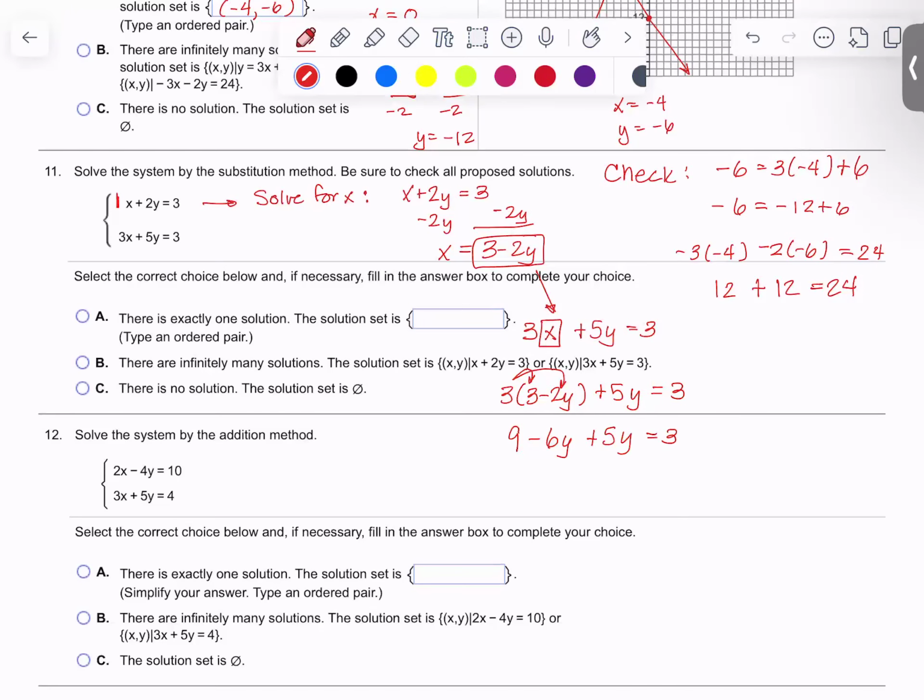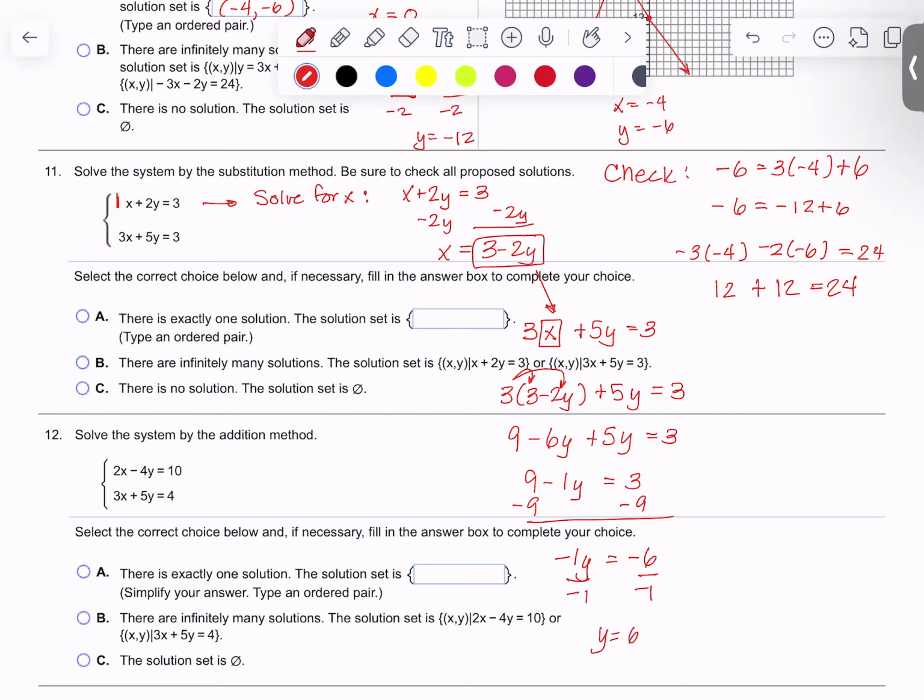I'm going to collect like terms on the left-hand side. Minus 6 plus 5 is minus 1. So it's minus 1y is equal to 3. I'm going to move the 9 by subtracting it from both sides of the equation. I get minus 1y is equal to negative 6. Divide both sides by negative 1, and y is equal to 6.